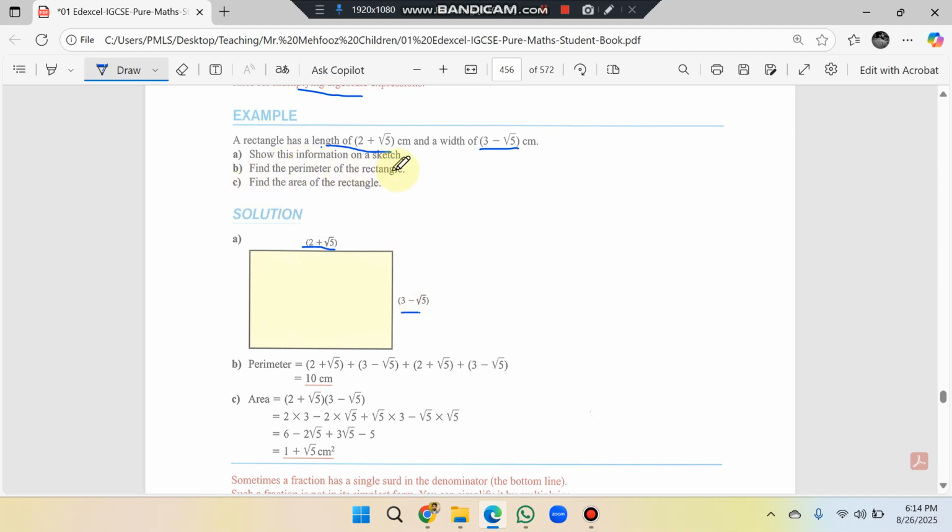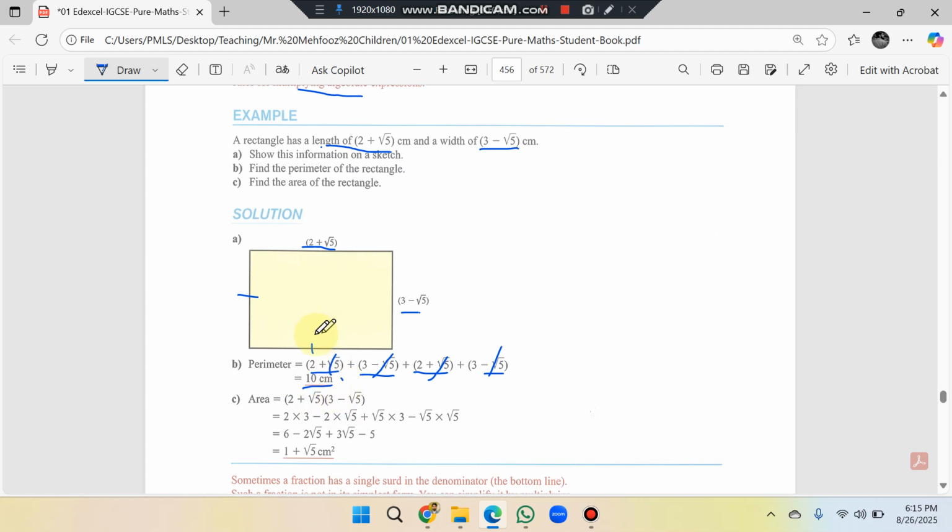Part B is find the perimeter of the rectangle. For perimeter, we have to add all these sides. 2 plus square root of 5 plus 3 minus square root of 5 plus 2 plus square root of 5, this one, and 3 minus square root of 5, this one. So perimeter can be written as, this square root of 5 is cancelled out by this minus square root of 5, and this other minus square root of 5 is cancelled out by this square root of 5, because all terms are added to each other. So 2 plus 3 is 5, 5 plus 2 is 7, 7 plus 3 is 10. So your answer for perimeter is 10.